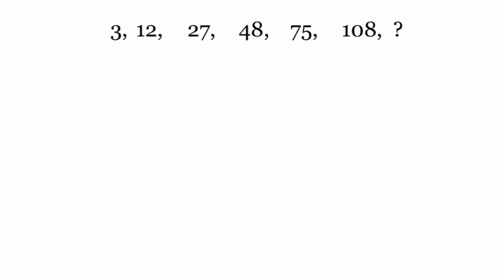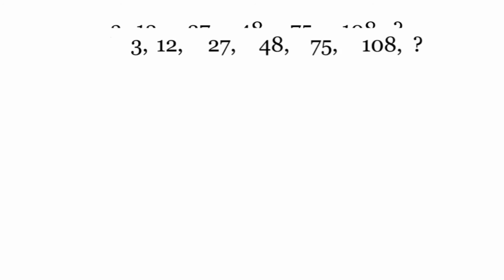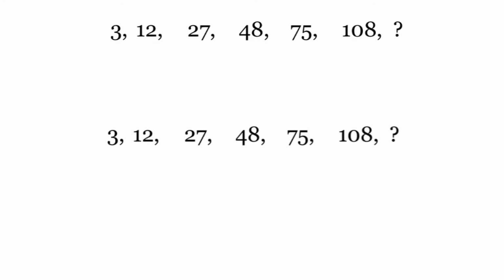3, 12, 27, 48, 75, 108 and find missing term. If you find differences, 3 plus 9, 12, 12 plus 15, 27, 27 plus 21, 48, 48 plus 27, 75, 75 plus 33 is 108. We need to find next term.